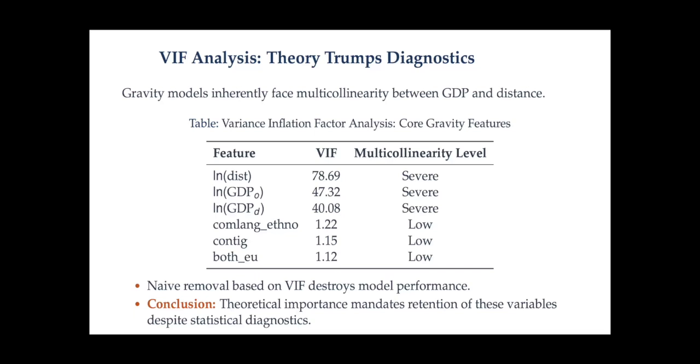So as you can see, the non-time-varying distance shows a VIF of 78. So we decide this severity as higher than 10 or not. And depending on the subject or field, 5 or 4 is another heads-up value, but it's hugely over that. So distance has a VIF of 78, and the logarithm of GDP is 47, and the destination has 40. So all those values are severe in multicollinearity.